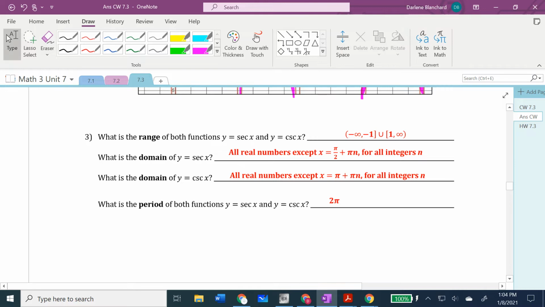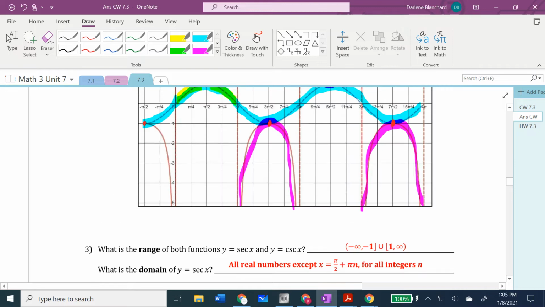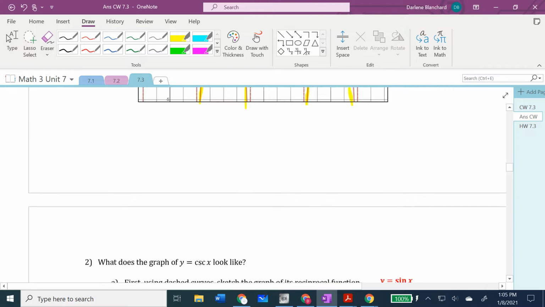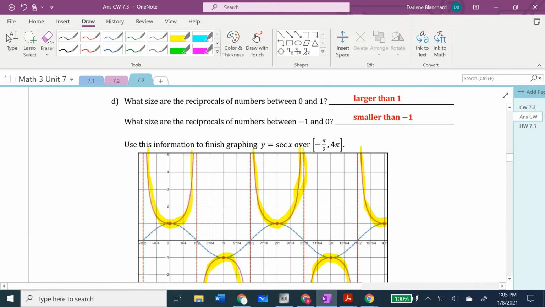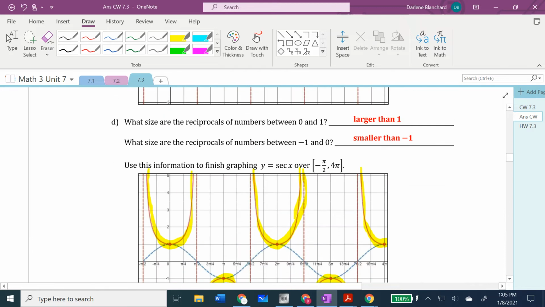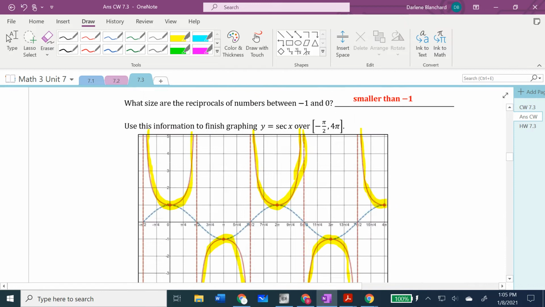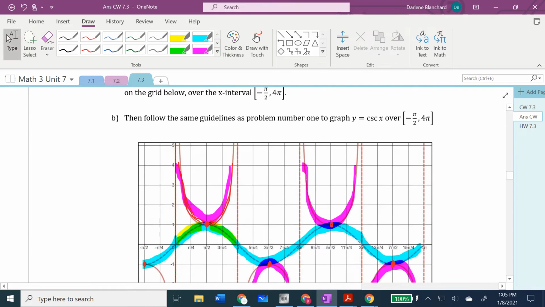Now, the domain of secant, if you look back at secant, secant is the reciprocal of cosine, and right now I'm having trouble finding where I'm at.